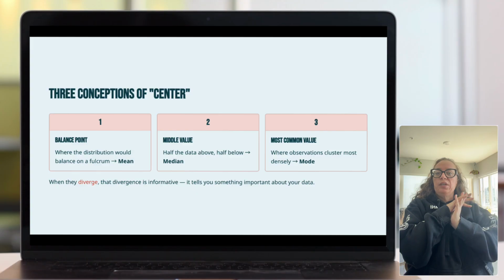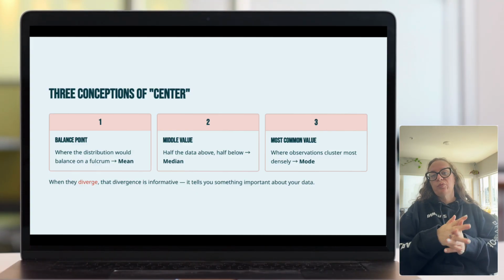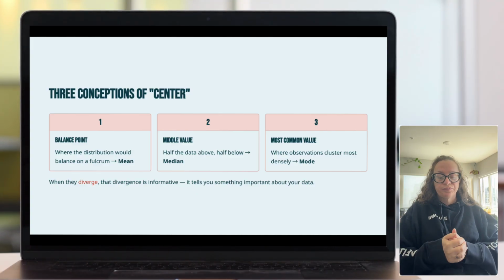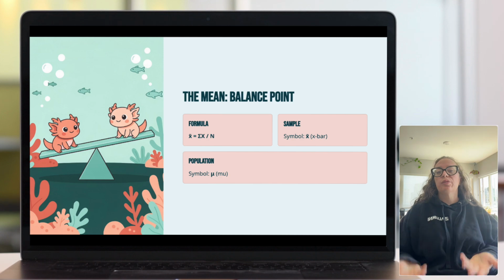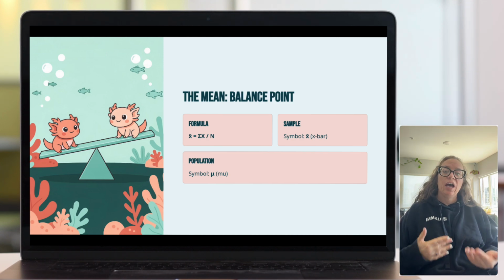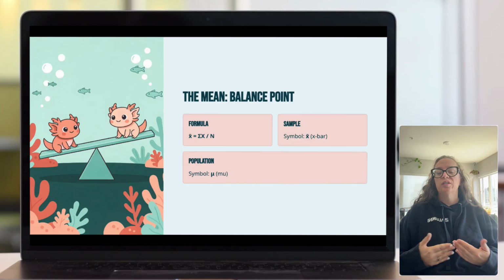Let's start with the mean, because it's what most people think of when they hear average, okay? The mean is the arithmetic average. You add up all the values and you divide by how many values you have. So the formula is simple.